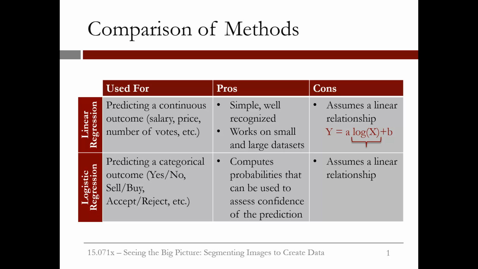Logistic regression is used to predict a categorical outcome. We mainly focus on binary outcomes like yes or no, sell or buy, accept or reject, and so on. We have seen it applied to predict the quality of care, good or bad, the winner of the U.S. presidential election, Republican or Democrat, parole violation and loan repayment, yes or no.